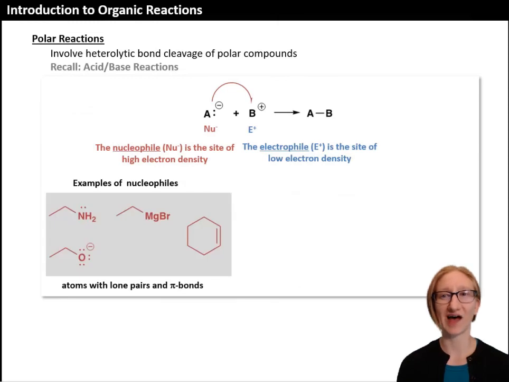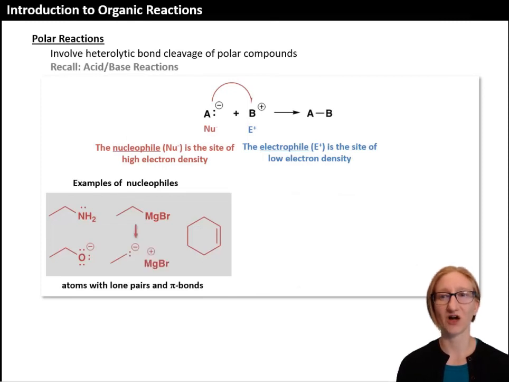Nucleophiles are sites of high electron density. So these will be molecules with lone pairs and pi bonds. And if you see a negative charge, then that's also a site of high electron density. Common nucleophiles are nitrogen and oxygen atoms that bear lone pairs. And although alkanes are not good nucleophiles, alkyl metal reagents are.